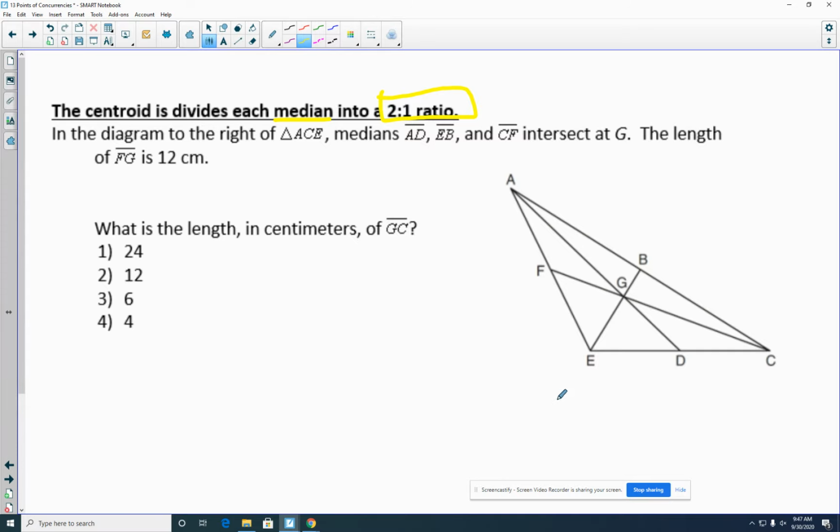Here's an example, and let's see if we can figure this out. A 2-to-1 ratio means that the first part is 2 times as big as the second part, right? So let's see here. It says that we have medians AD, EB, and CF. So all the segments that are drawn in are the medians, and they intersect at G. So where the medians intersect, that means that G is a centroid. Put that here. G is the centroid.